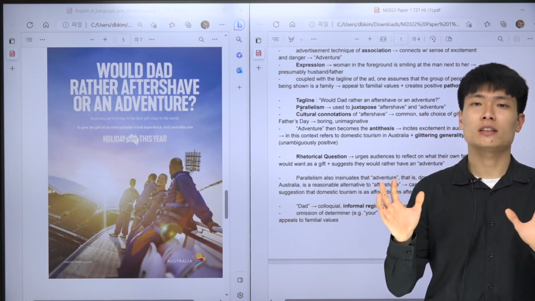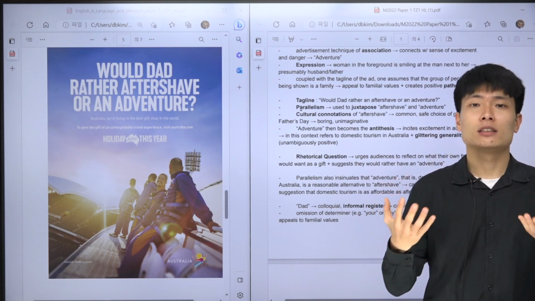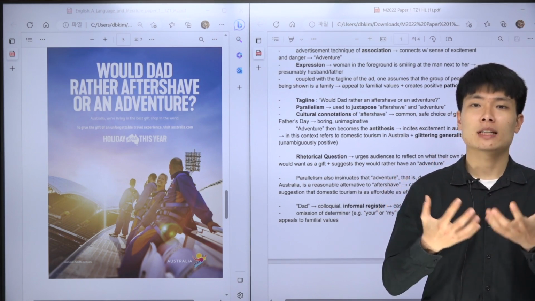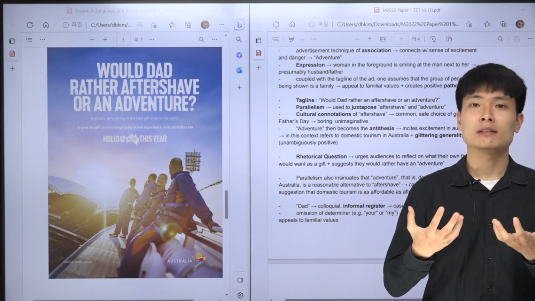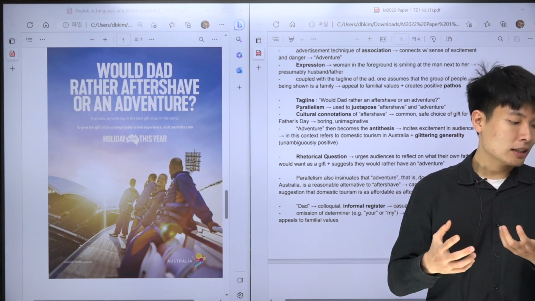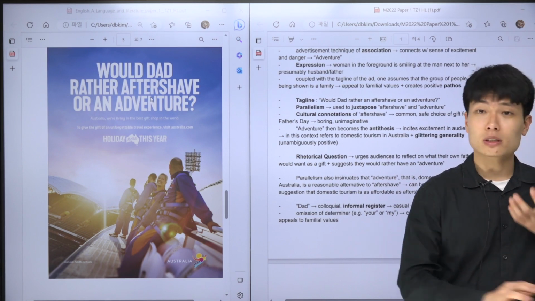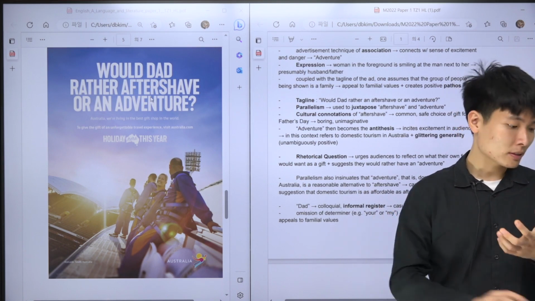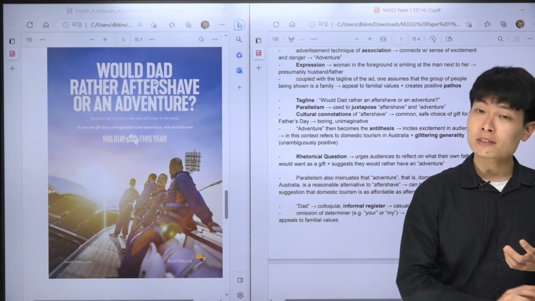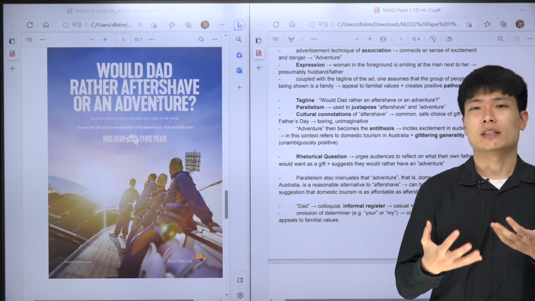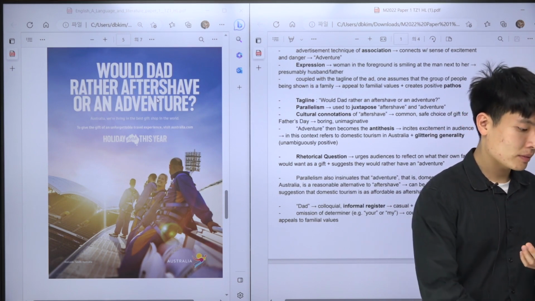They might not necessarily have been antonyms to each other, but through the grammatical parallelism, we understand that these two ideas are now antitheses to one another. So antithesis, that's the term. And in this case, those two words being juxtaposed, the two words being turned into antitheses to one another would be aftershave and adventure. So let's understand what's happening here in a bit more detail.